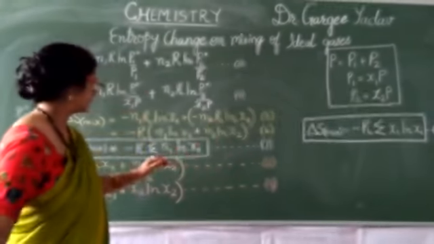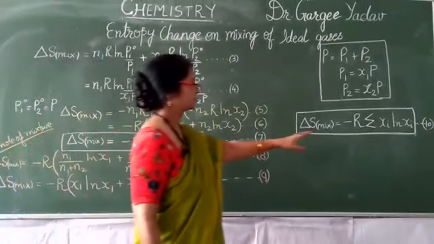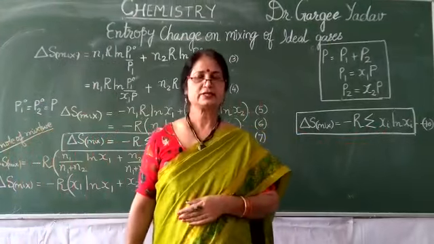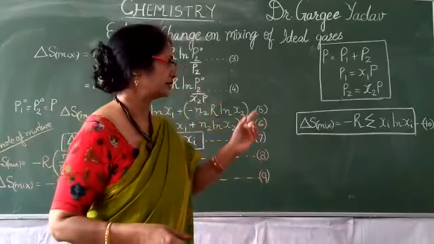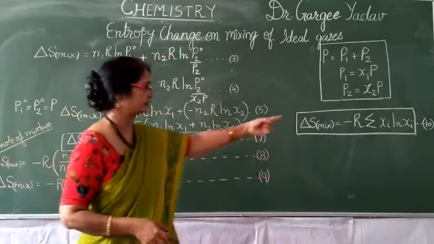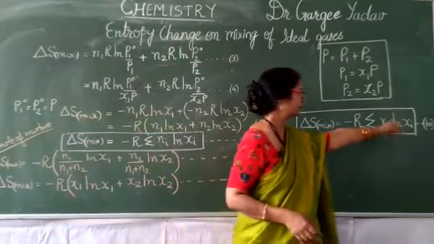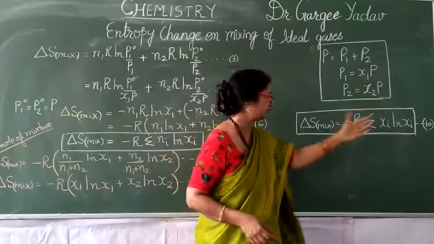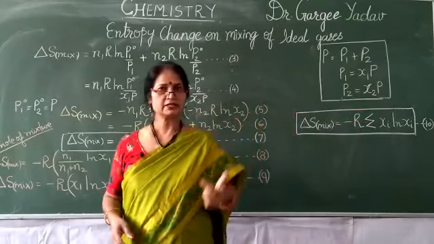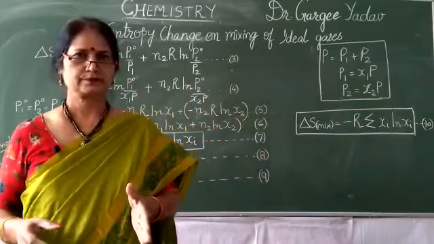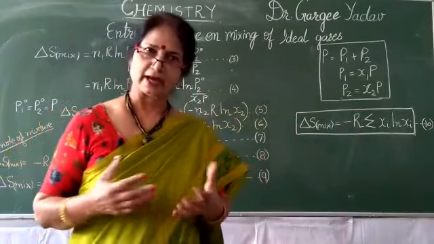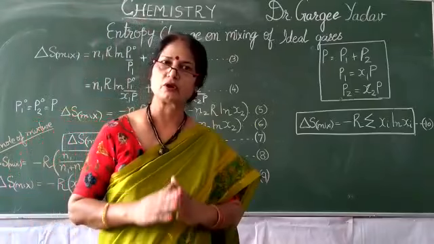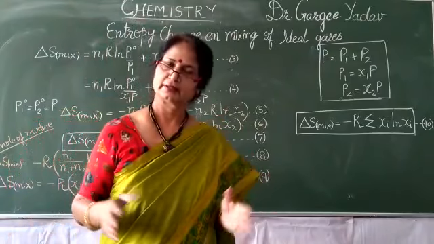Moreover, we see that this factor xi is always less than 1. So when xi is always less than 1, then log natural xi will be negative. And when this is negative, with the minus sign in front, delta S will be positive. Means that the entropy change on mixing of ideal gases is always positive. Means it always increases. That's all.